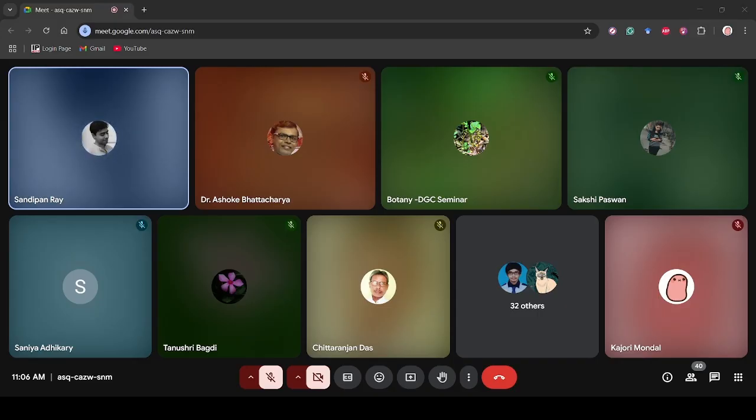Today, we all gathered here to witness how plant science is evolving at a crucial moment, on 25th and 26th April 2025, through the DBT Star College Scheme sponsored 2-day national webinar on plant diversity to genomics, emerging trends and future direction, organized by the Department of Botany in collaboration with the Internal Quality Assurance Cell of Durgapur Government College. We have participants from all over India, like from Andhra Pradesh, Gujarat, Rajasthan, Orissa, Assam, West Bengal.